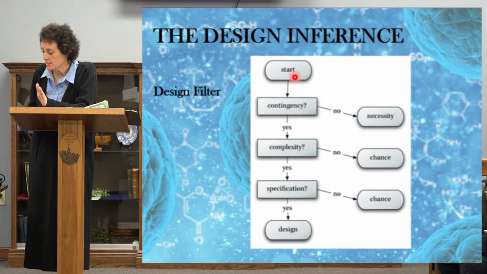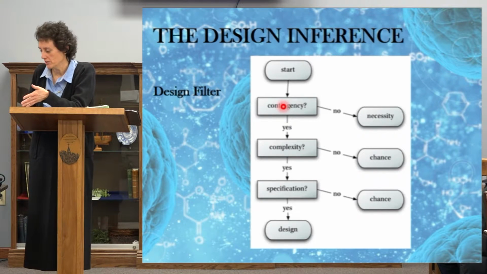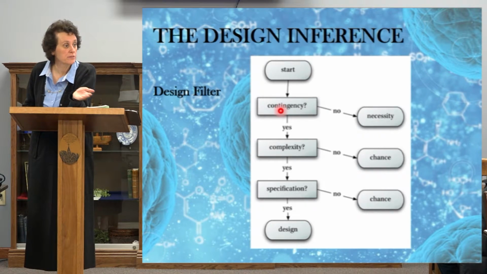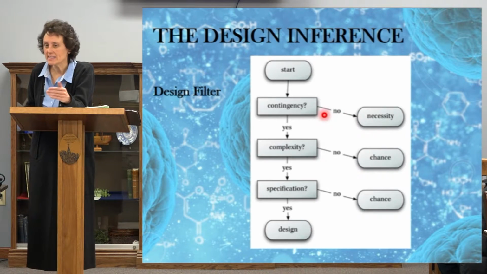So if we're looking at something, the first thing we ask ourselves is, is it a contingency? In other words, is it something that we wouldn't expect to happen, or is it just a natural occurrence? Is it a necessity because it's an automatic result of natural law? If it is an automatic result of natural law, then we know it's from necessity, it wasn't designed. So is it a contingency?